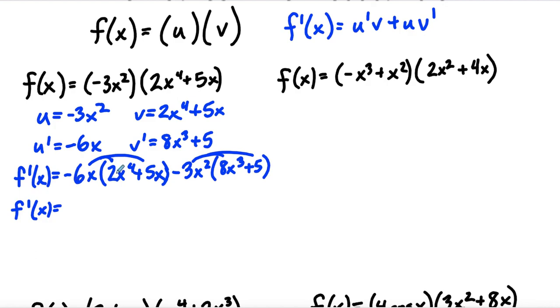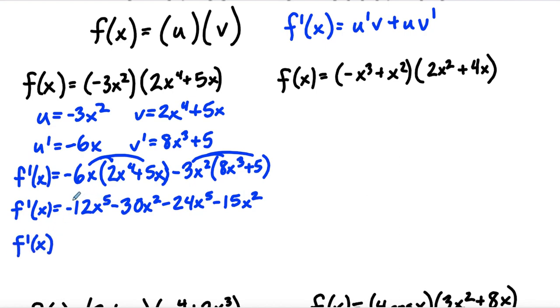I always think: we multiply the numbers, we add the exponents. So negative 6 times 2, multiply the numbers, and then add the exponents: 1 plus 4 gives me x to the fifth. Same thing, negative 30x squared. And now when I do this part, I'm going to remember that this is a minus sign right here. So negative 3x squared times 8x cubed will leave me with negative 24x to the fifth. And here I'm going to have negative 15x squared.